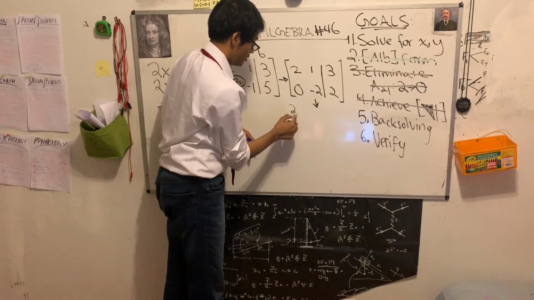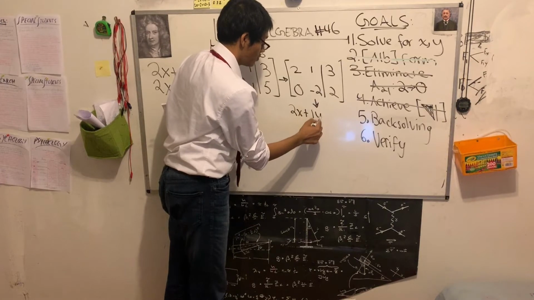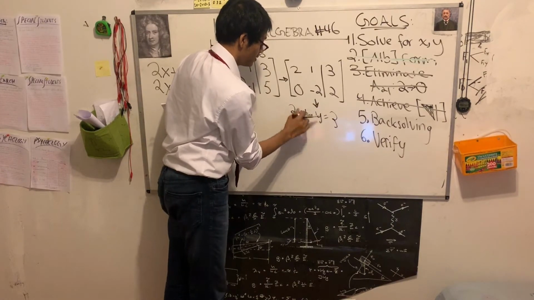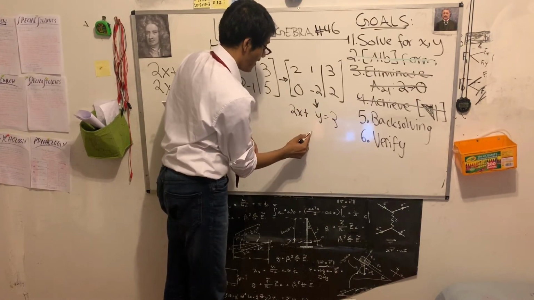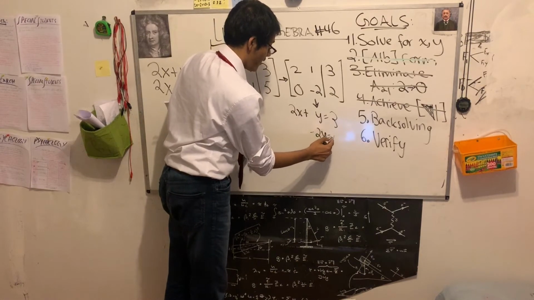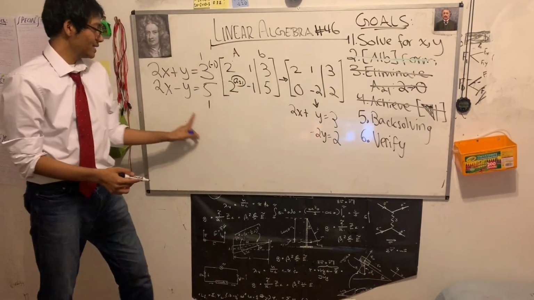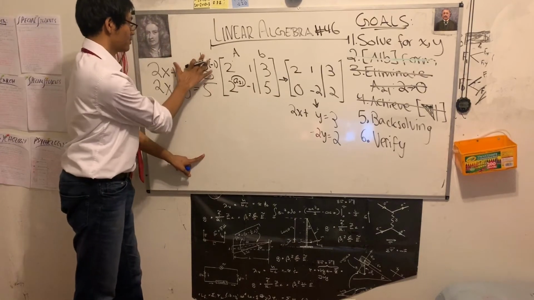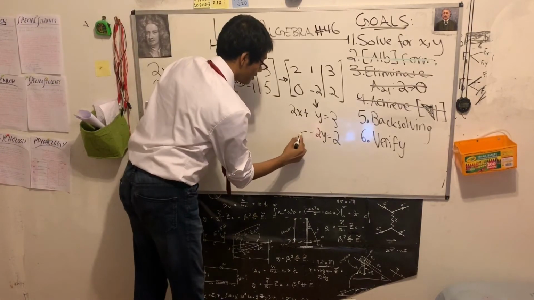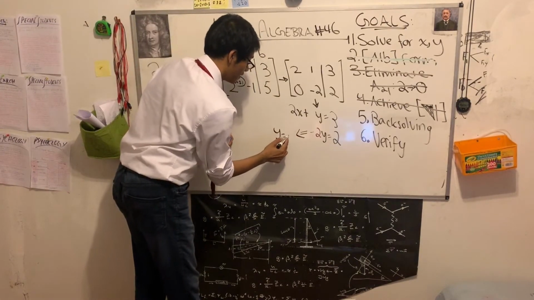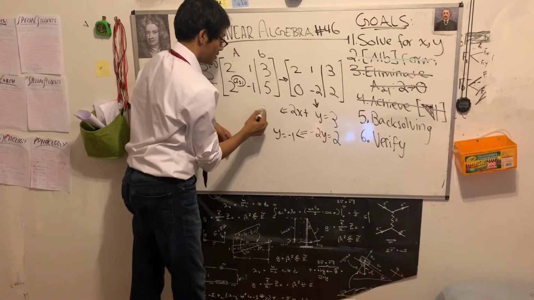The system is 2x plus y equals 3, and then negative 2y is equal to 2. See how much easier it becomes now. Now we know that y is equal to negative 1. So now we know that y equals negative 1, and what is x?